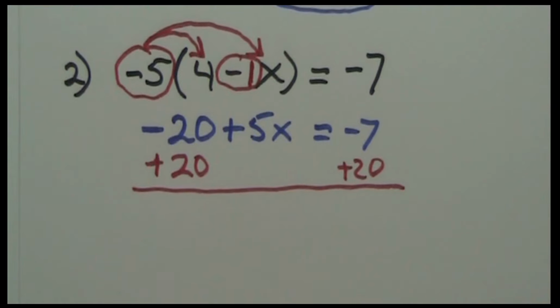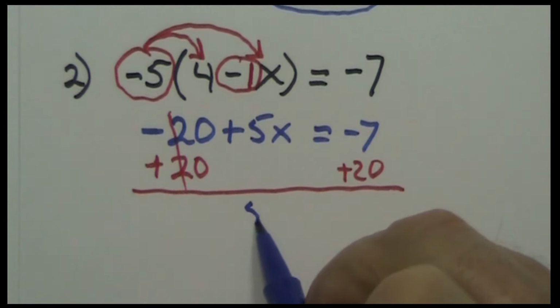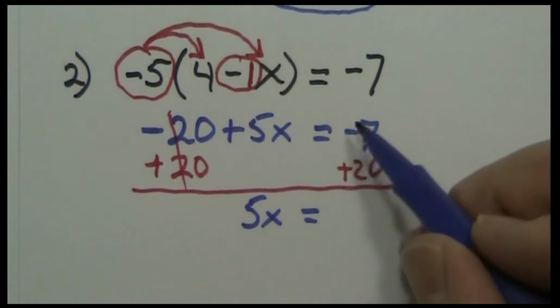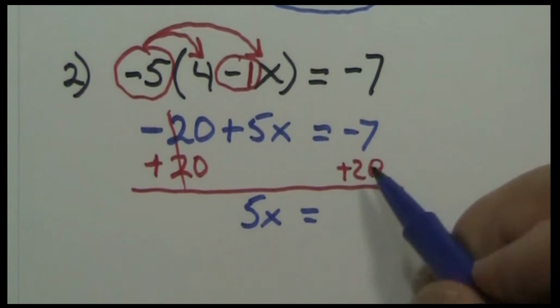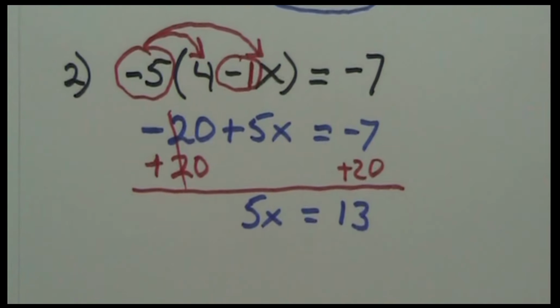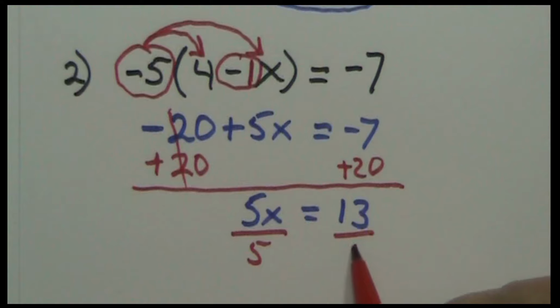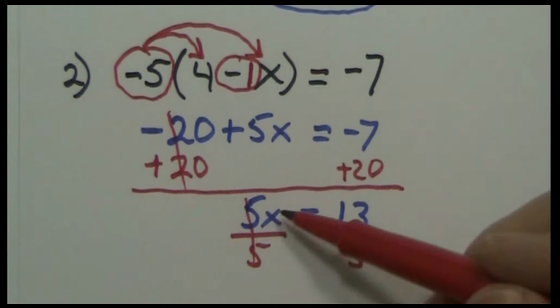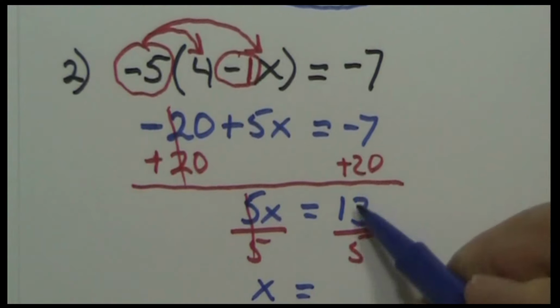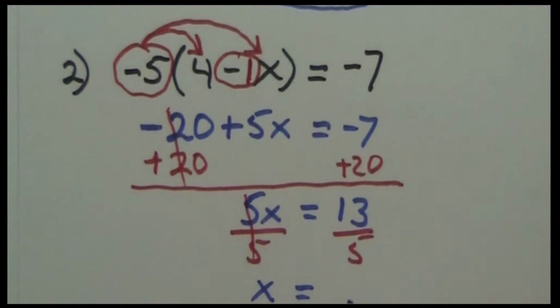So let's see, this is 0, right? And what you have left is just 5x equals, and this is the same thing as 20 minus 7. 20 minus 7 is 13. See, there's more positive. To get rid of the 5, this is times, so I do the opposite. I divide, do the inverse. And if I do that, this becomes 1x. So you're left with x, or 1x equals 13 divided by 5.